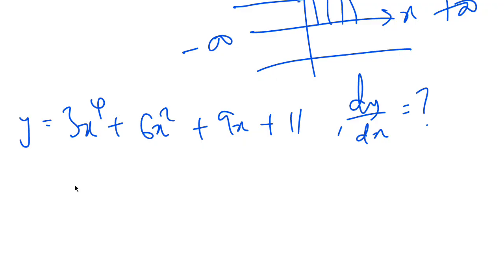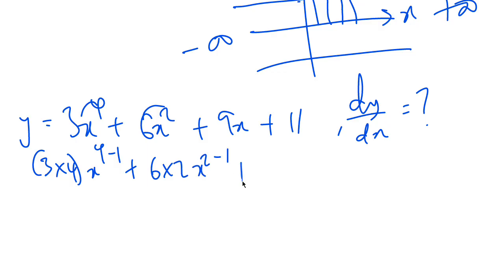So having that, we bring down the 4, it becomes 3 times 4, x to the power 4 minus 1. We bring down the 2, it becomes 6 times 2, x raised to the power 2 minus 1. In this case, we have 1, right? And then we bring down the 1, that will be 9 times 1, x to the power 1 minus 1, plus differential of a constant is what?